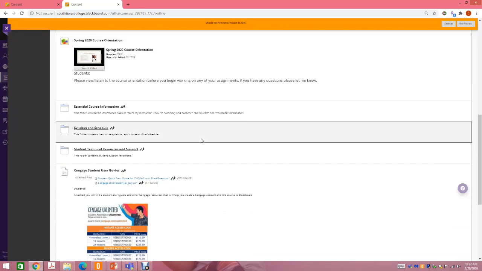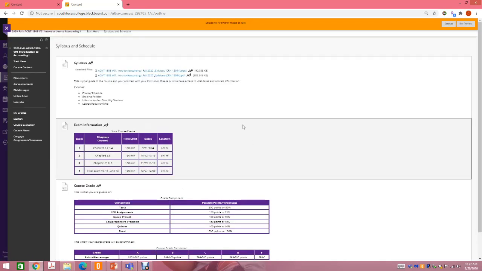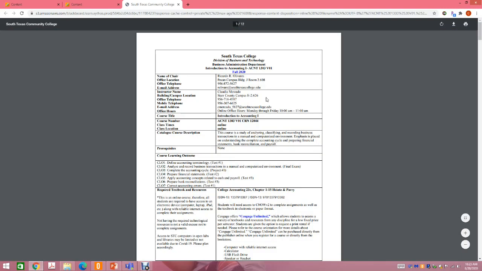And then I'm going to go to my next folder, which is your Syllabus and Schedule. Okay. Now, I've included the syllabus in Word and PDF format, that way you can download it. I'm just going to open this for illustration purposes. I'm not going to go over any of the syllabus. You need to go over the syllabus on your own time. Okay. Read through the syllabus.